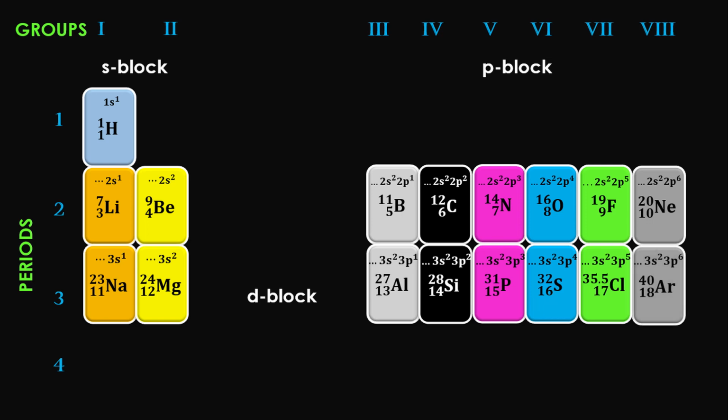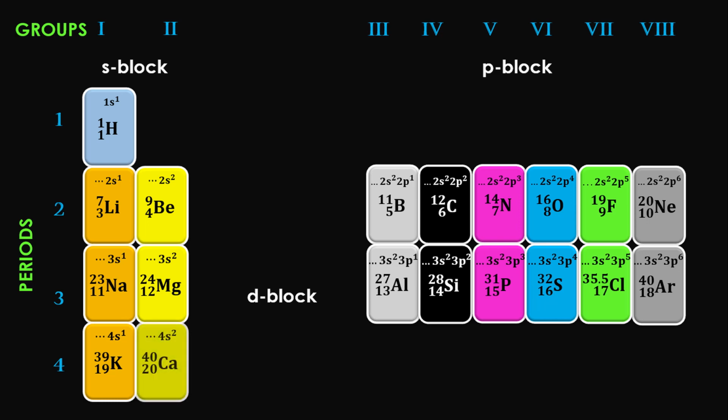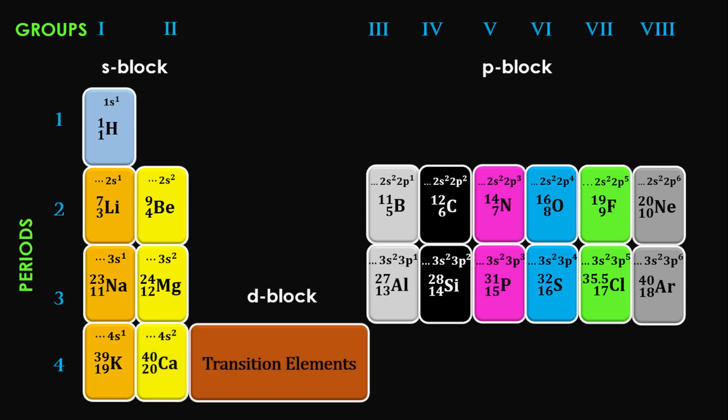Potassium and calcium both belong to the s block and period 4 because their valence electrons are in the 4s orbital, while potassium is located in group 1 of period 4 because it has 1 electron in the 4s orbital. Calcium is found in group 2 because it has 2 electrons in the 4s orbital.